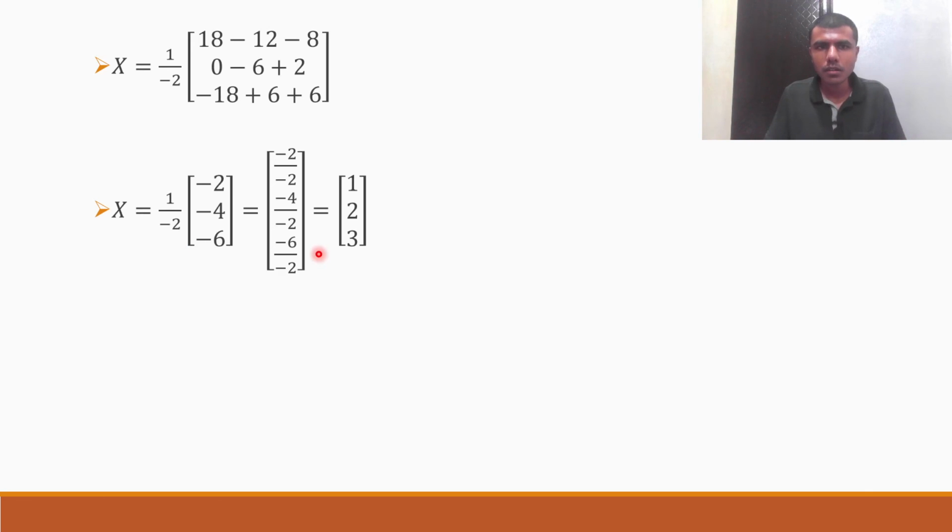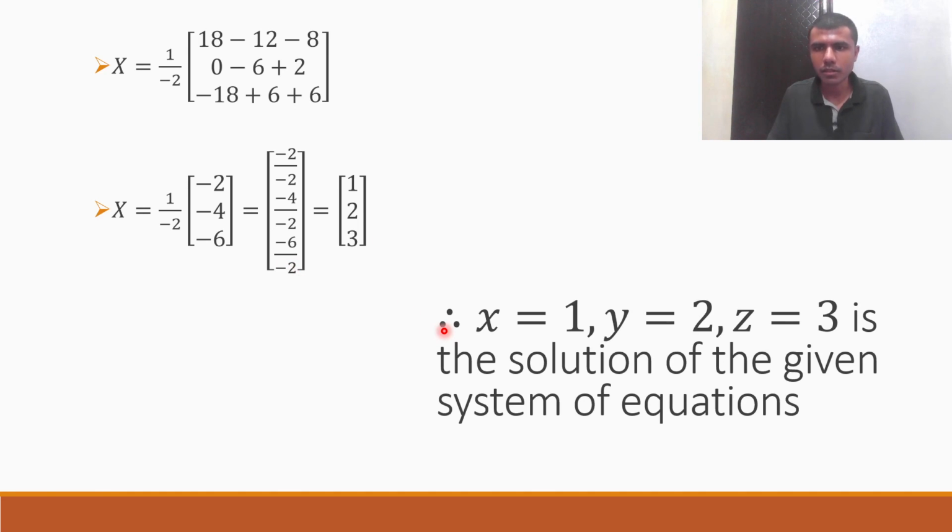Fine. Now 1 by minus 2 will get multiplied to each term. So minus 2 into 1 by minus 2 is minus 2 by minus 2. Likewise minus 4 by minus 2 and minus 6 by minus 2. So minus minus cancel: 2 ones are 2, 2 twos are 4, 2 threes are 6. So 1, 2, 3. That's it. X equal to 1, Y equal to 2 and Z equal to 3 is the solution of the given system of equations. Fine, that's it, guys.